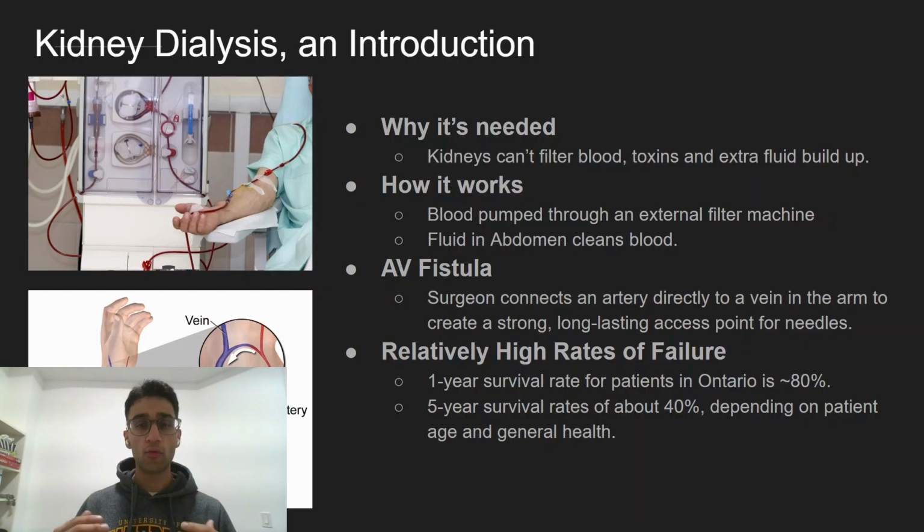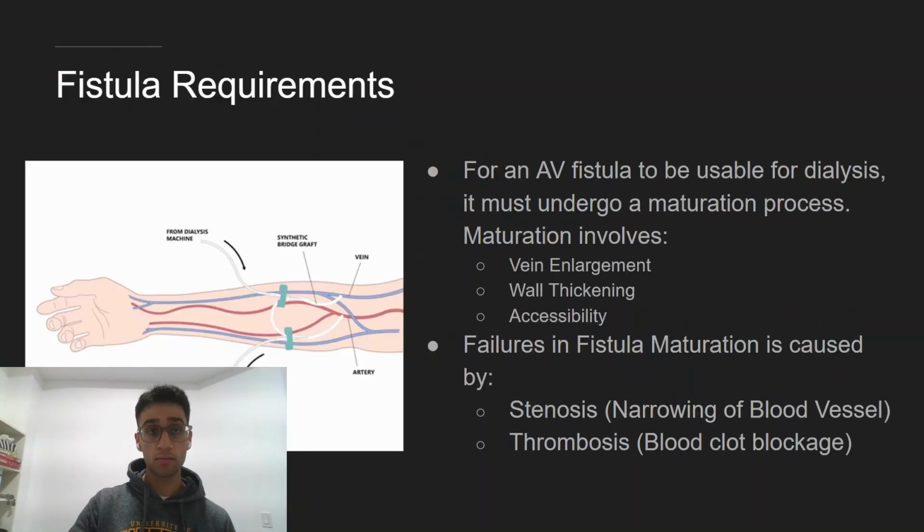However, we have a relatively high rate of failure here. In Ontario, the 1-year survival rate for patients is around 80%, and the 5-year survival rate is around 40%. Why? Well, let's go to the fistula requirements to figure that out.